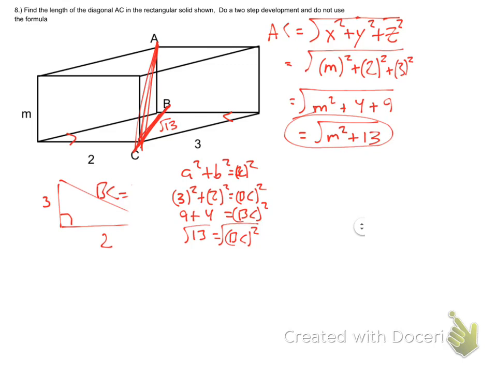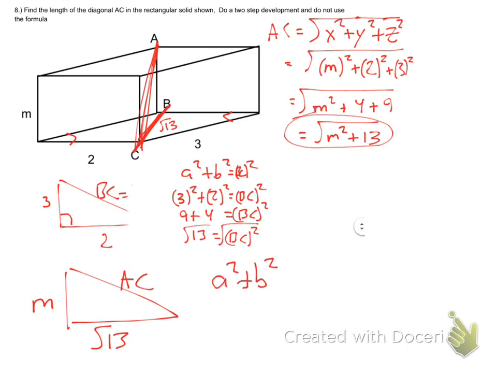So when I make my new triangle, what is the base of this triangle? Square root of 13. What's the height of the triangle? M, because M is from A to B. Can you find AC then? Yes. So a squared plus b squared equals c squared. So M squared plus the square root of 13 squared equals AC squared.